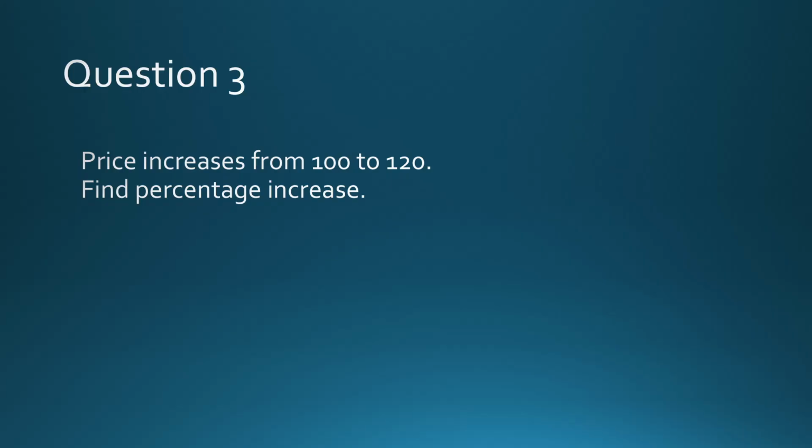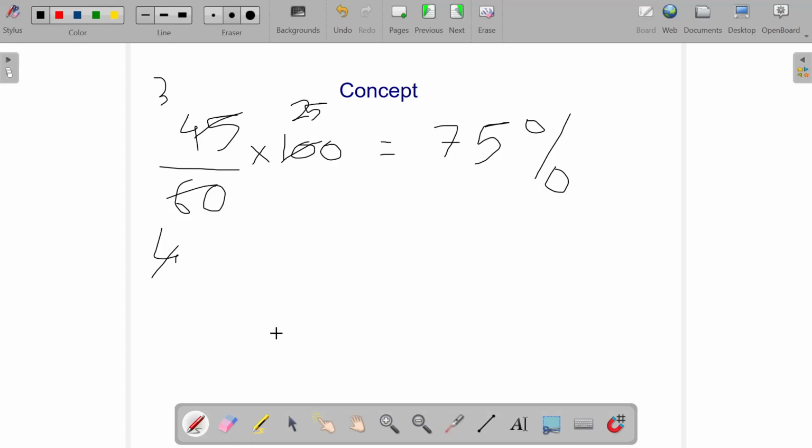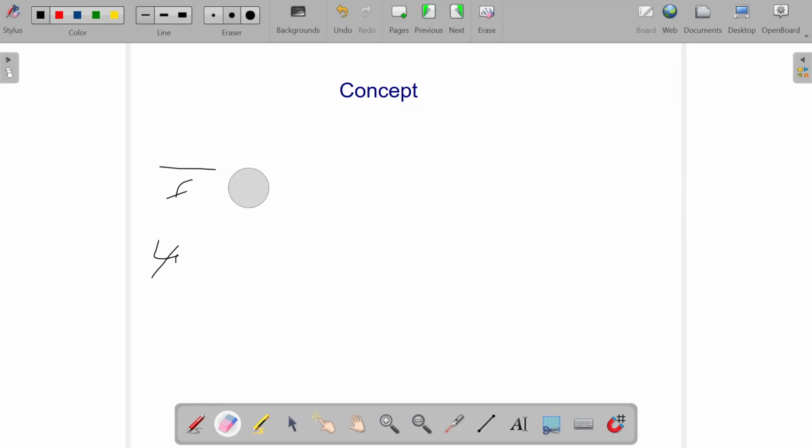So what is the next question? A price of a product increases from 100 to 120. Find percentage increase. Okay. So price is increasing from 100 to 120. So what is the increase? Nothing but 120 minus 100. How much is that? 20, correct? So price increases from 100 to 120. So increase is nothing but 20. And what is the increase percentage? So what is our formula for percentage?